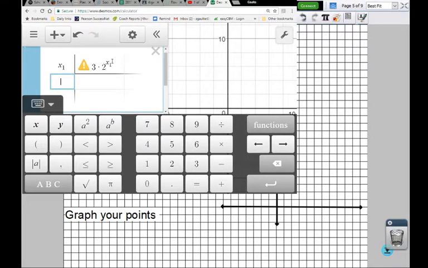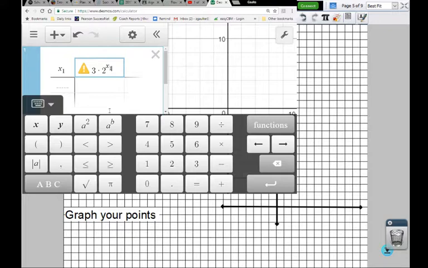Yours doesn't? Mine does. Oh, mine does. Okay. Because Desmos is a little weird. When we do a table, I need an x1 or something. Okay. So, this is where Desmos gets pretty nice.